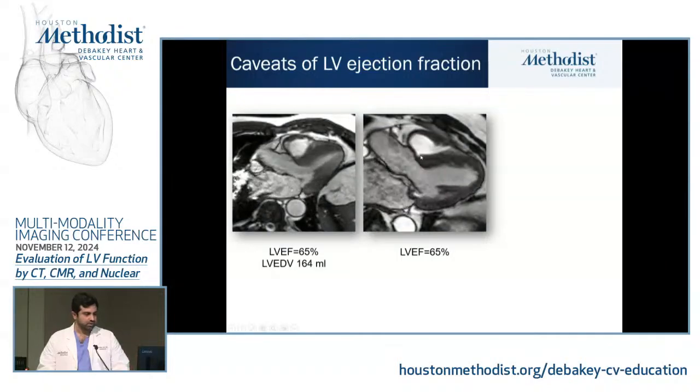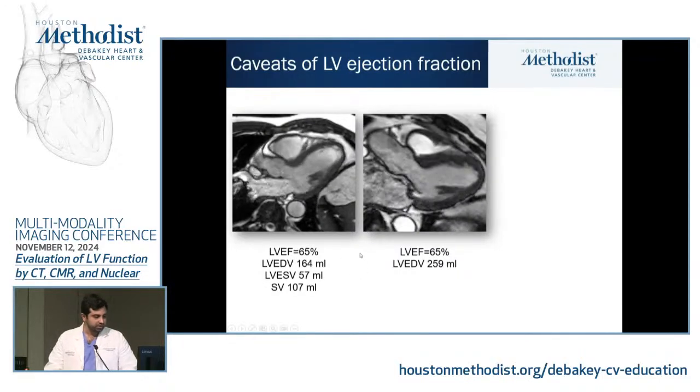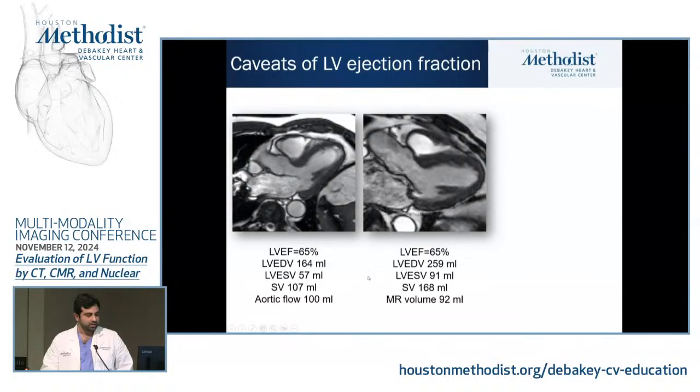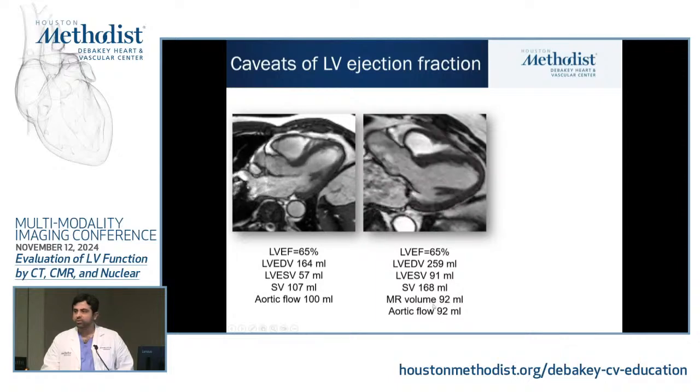Wouldn't you agree? So my EDV is 164. This person is 259. And then systolic volume is calculated at 57 with a stroke volume of 107. And then this is 91, 168. But this person is getting all of their LV forward flow going through the aortic valve, whereas this patient has significant MR with a regurgitant volume that's going backwards into the LA of 92 mLs. So they still end up with a pretty sizable stroke volume that's going forward, very similar to this person, despite very dramatic differences between those two hearts.